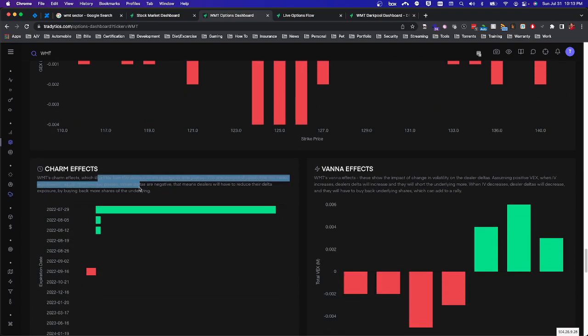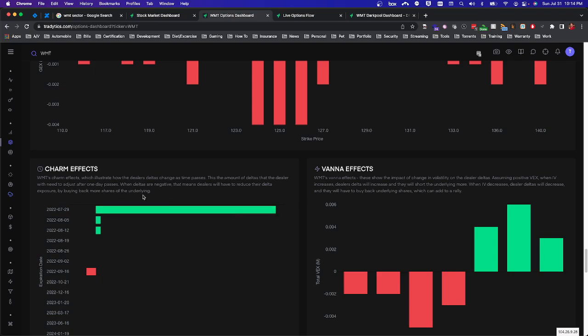And then if we continue to look at charm, which is time's impact on delta, these are worthy of multiple videos explaining this stuff in depth. I'm just showing you what I look at briefly, but we can see once all of these shares expire off, there's a whole bunch of positive delta that needs to be hedged.